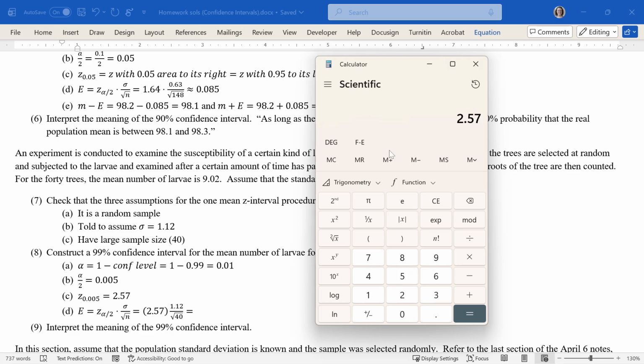So 2.57 times, and then I'm going to do 1.12 divided by, and now I'm going to put parentheses around the square root part, because the way square root works on this calculator is you have to type the number and then hit the square root key. So parentheses 40, then I hit the square root key right here, and then close parentheses. Okay, and then hit enter, and that should give me the right answer. So 0.46.